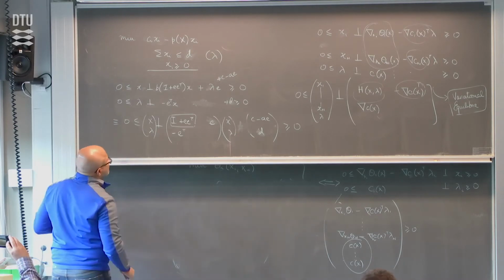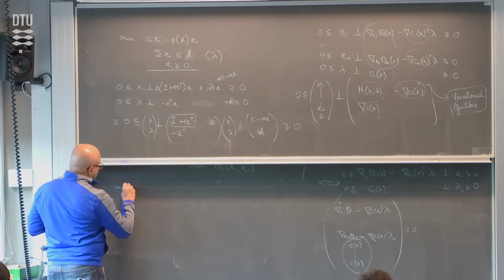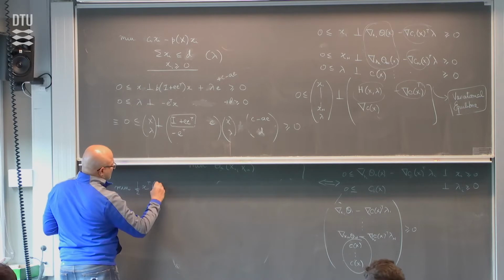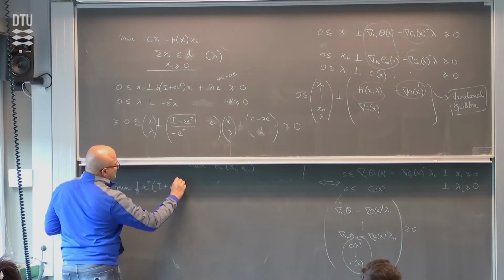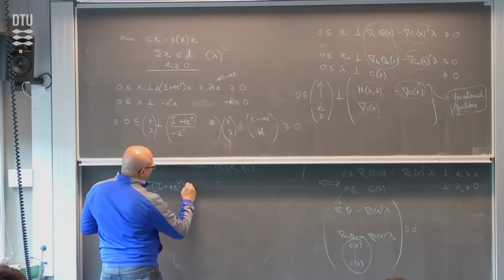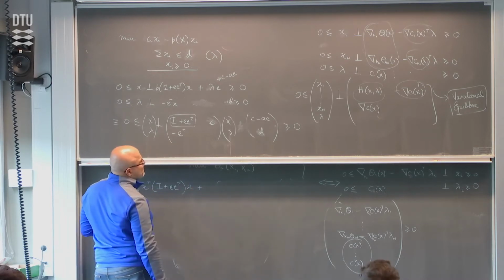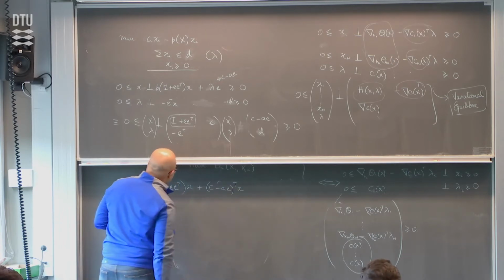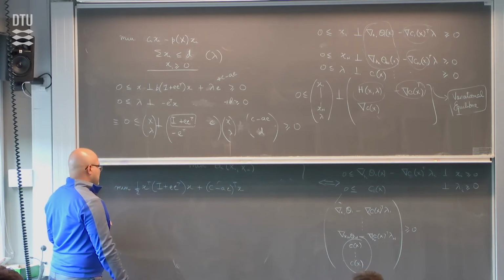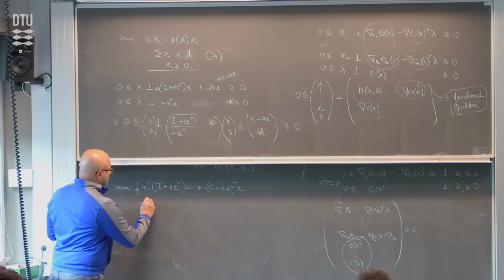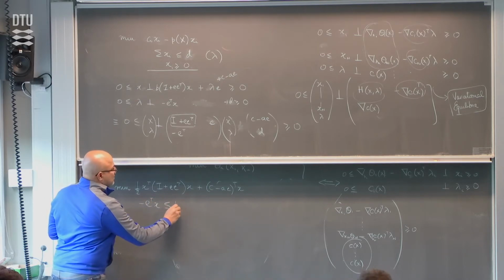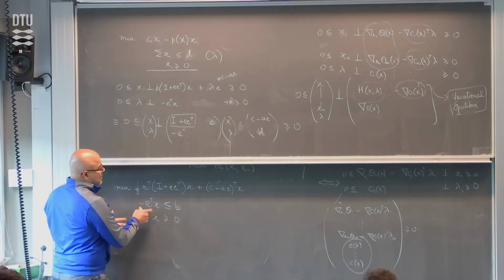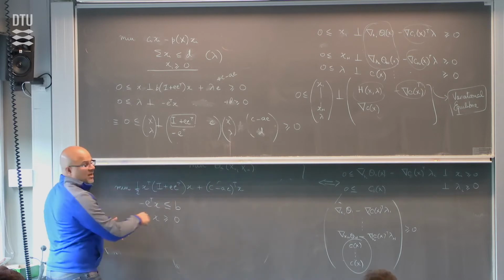What you should get is: minimize half x transpose I plus E transpose x, plus C minus A E transpose x, subject to minus E transpose x less than b, x non-negative. So you write down the KKT conditions, and you'll get a plus E times lambda and minus E transpose x.